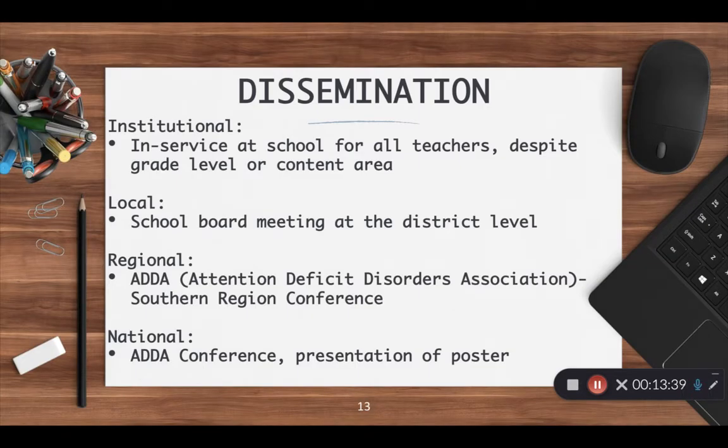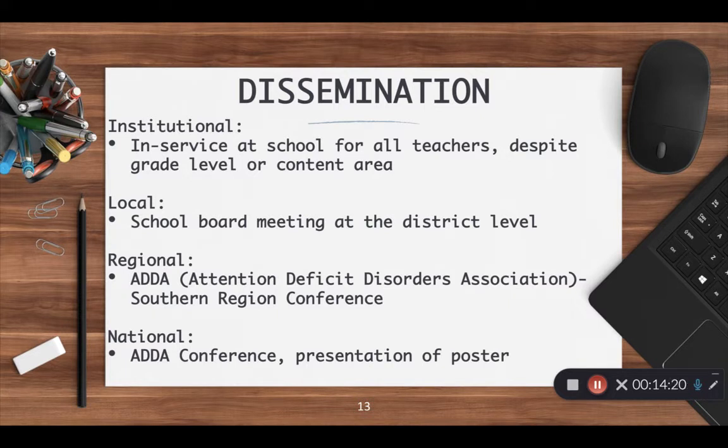The dissemination is done at an institutional level first of all. This would be done through an in-service at school for all teachers despite their grade level or content area. Many teachers think, oh, that doesn't have to do with me, I don't have ADHD students. Well, they come in starting at school age. You see them progress, and sometimes there are students that have these symptoms, so it would benefit all teachers to go through these trainings and learn about it and how the symptoms might decrease with the classroom interventions.